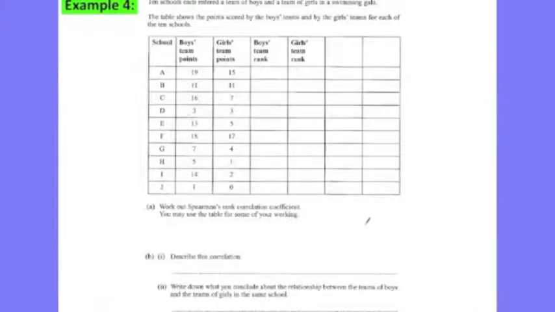Example number 4. 10 schools each entered a team of boys and a team of girls in a swimming gala. The table shows the points by the boys' teams and the girls' teams for each of the 10 schools. Here we have their points. Our first step is to rank the boys' team. So which team came first? Which team had the highest number of points? We can see here A, 19 points, first.